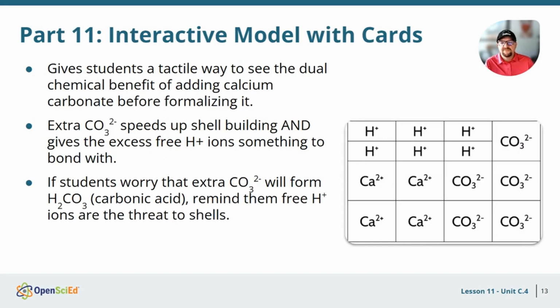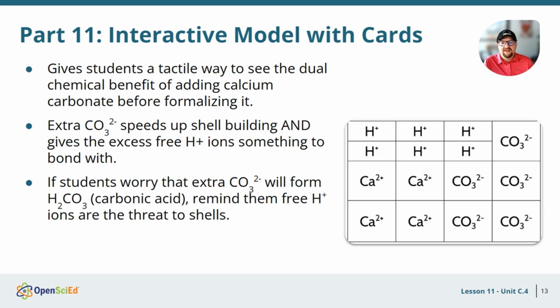In Part 11, students work at their desks in pairs, physically moving reaction cards across paper to model ions interacting in acidified water. You will hear students talking about where the extra carbonate ions go as they manipulate the cards. This hands-on modeling is valuable because it makes the abstract dual chemical benefit of adding calcium carbonate tangible. Students physically see that extra carbonate not only speeds up the shell building for the calcium, but also acts as a sponge for free hydrogen ions.